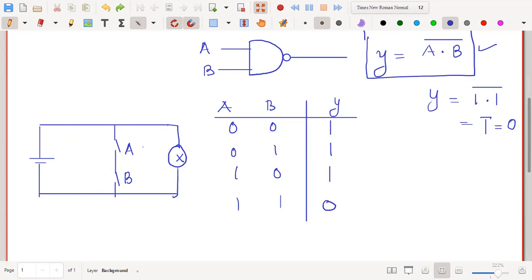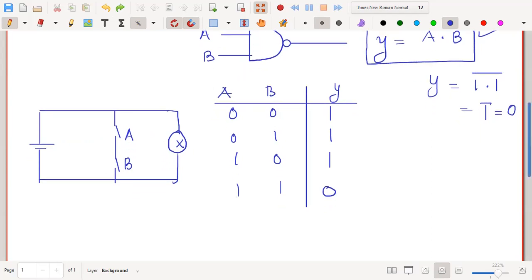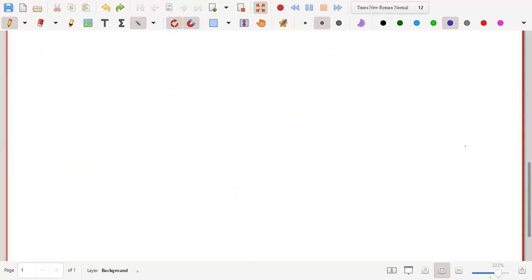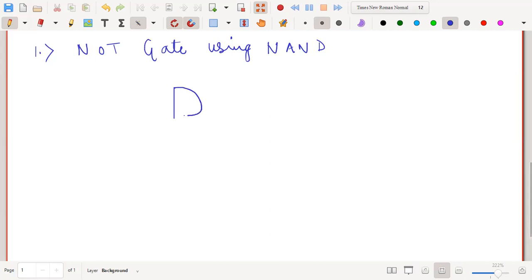Okay, now let us go forward and see why we call this NAND gate a universal gate. Because any of the basic gate can be implemented using this NAND gate. So let us see the implementation of the basic gates using this NAND gate. The first one is, I'm going to design a NOT gate using a NAND gate. Right. So I'm just going to draw the NAND in this way.